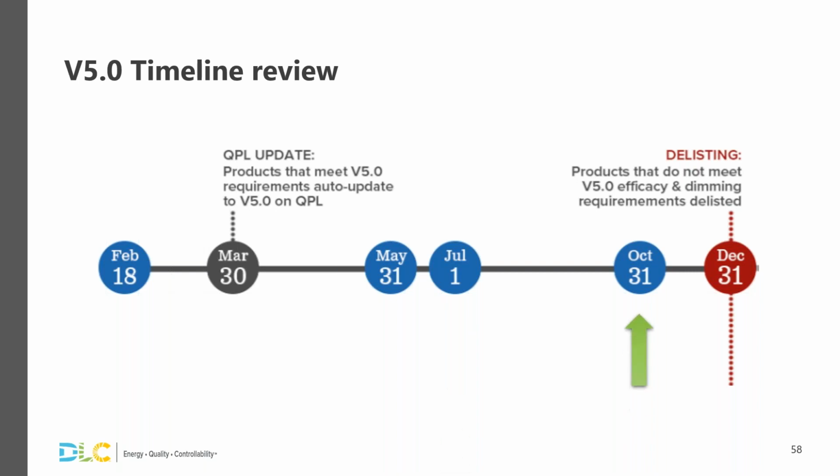October 31st is the last date to submit new version 5.0 applications or applications to update products from version 4.4 to version 5.0 if they are not already included in an auto update. And then lastly, on December 31st, version 4.4 products that do not meet the version 5.0 requirements will be delisted or demoted in the case of version 4.4 premium products. And I will go further into these details in the upcoming slides.